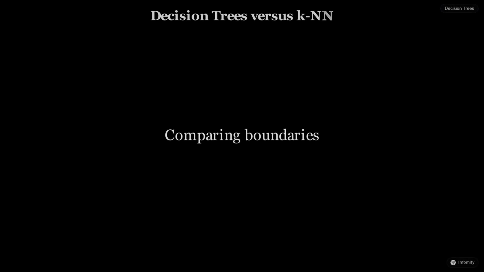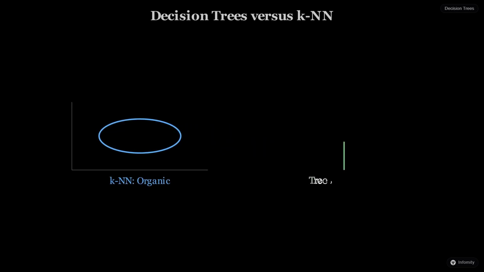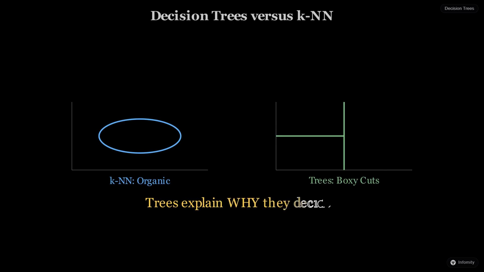Comparing this to our previous look at k-nearest neighbors, the differences are clear. While KNN creates fluid, organic boundaries, decision trees create rigid, rectangular regions based on rules. Each approach has its strengths, but the tree's ability to explain its reasoning is a massive advantage.